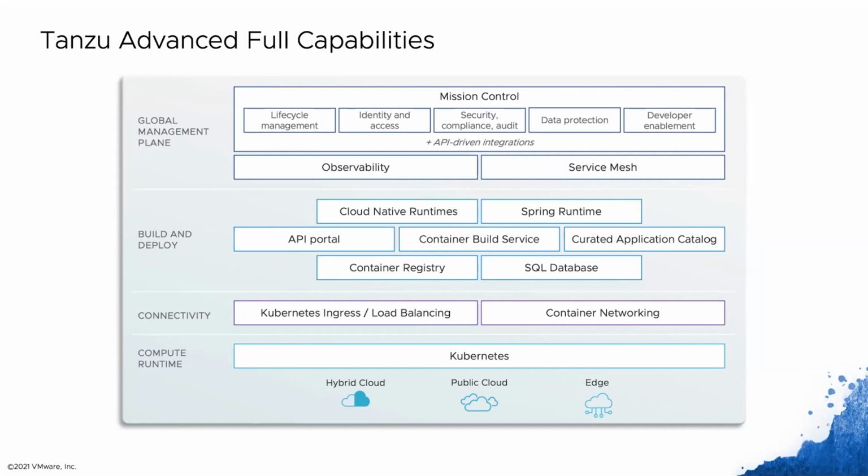And then at the very top here is the global management plane. And this is where we have the cross-cloud capabilities in particular in terms of managing all of this. Mission Control, which is your Kubernetes operation, observability of apps and clusters across clouds, and then service mesh for the ability to protect and secure your microservices in runtime.